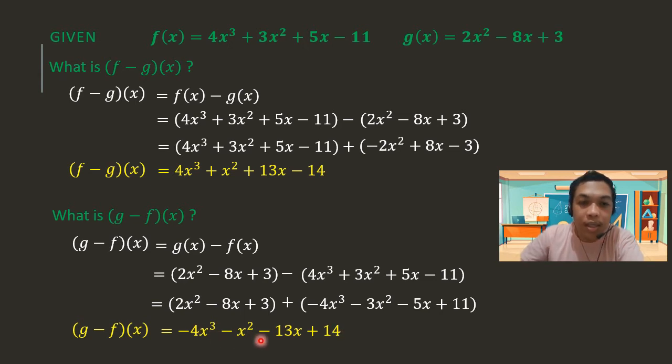So, as you can see, ganito yung mangyayari kapag nabaliktad ninyo yung order ng dalawang function. Magkaiba sila ng result. Kaya, dapat tandaan, you follow the order. Hindi pwedeng ang given sa inyo ay f minus g of x, and then what you are going to perform is g minus f of x.